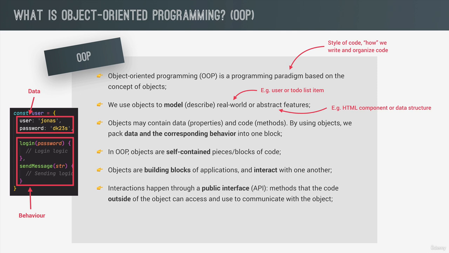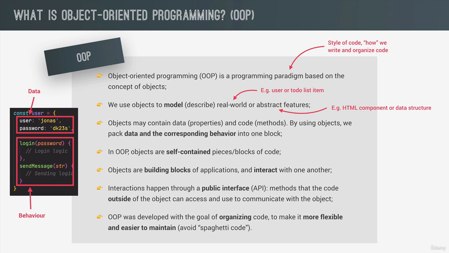Well, this paradigm was developed with the goal of organizing code, so to make it more flexible and easier to maintain. So before OOP, we might have a bunch of code scattered across multiple functions or even in the global scope without any structure. And this particular, like crazy style of code is what we usually call spaghetti code. And spaghetti code makes it very hard to maintain large code bases and let alone add new functionalities to it. So the idea of OOP was basically created as a solution to this problem.